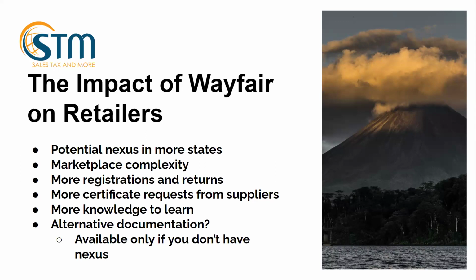More registrations, more returns, more certificate requests from suppliers, because guess what? My suppliers have nexus in more states, and now they need to be worried about more certificates. More knowledge needs to be learned. What is alternative documentation? Alternative documentation is, if I'm not registered in a state, is there anything else that I can give to my supplier if I don't have nexus? And this is only available if you don't have nexus in the ship-to state.